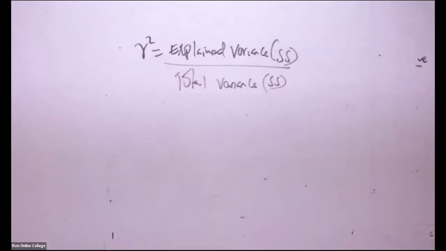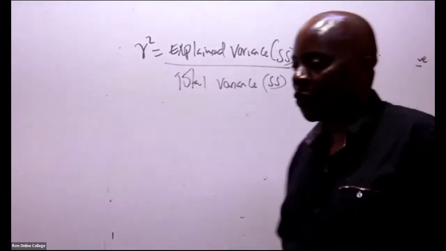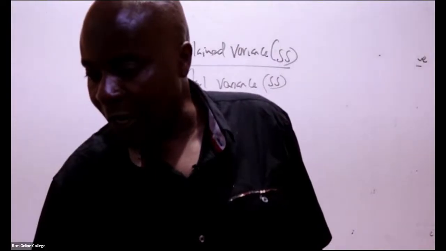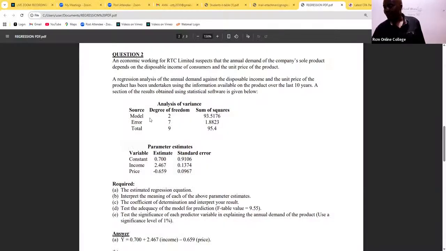Yeah. So you take the explained variance in terms of sum of squares all over the total variance in terms of sum of squares. Now, I hope you guys are able to remember that the model is regression. Model is explained. Error is unexplained. And then we have the total.